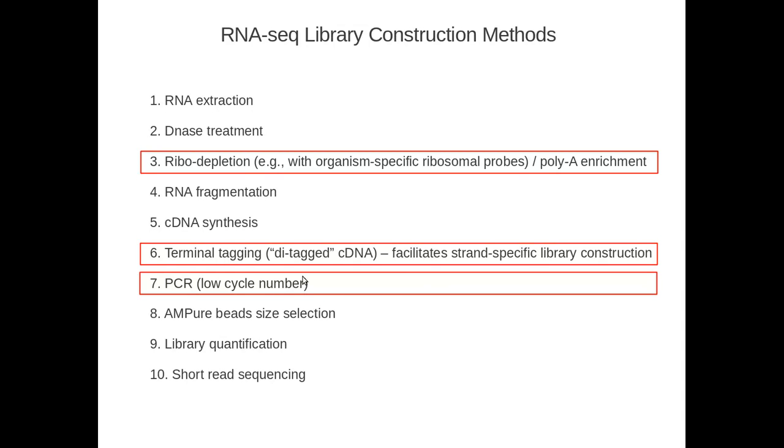However, it's still very much necessary to do PCR to get enough DNA to seed the cluster formation on the flow cell. So we do size selection again, we do library quantification, and then we do the short read sequencing.